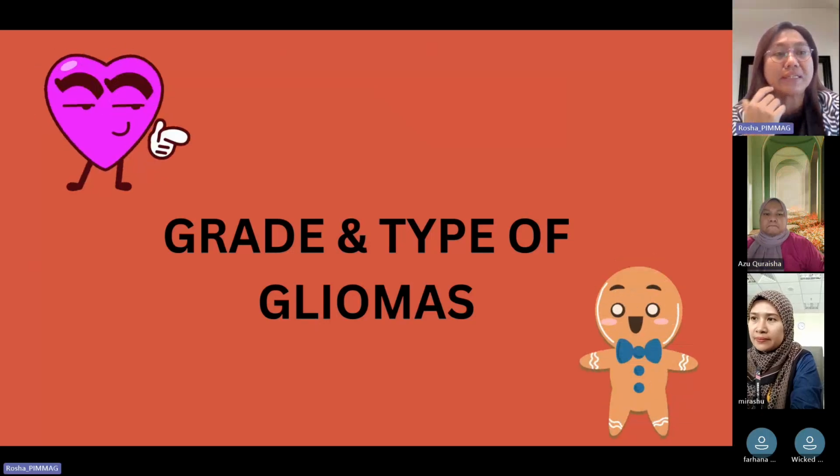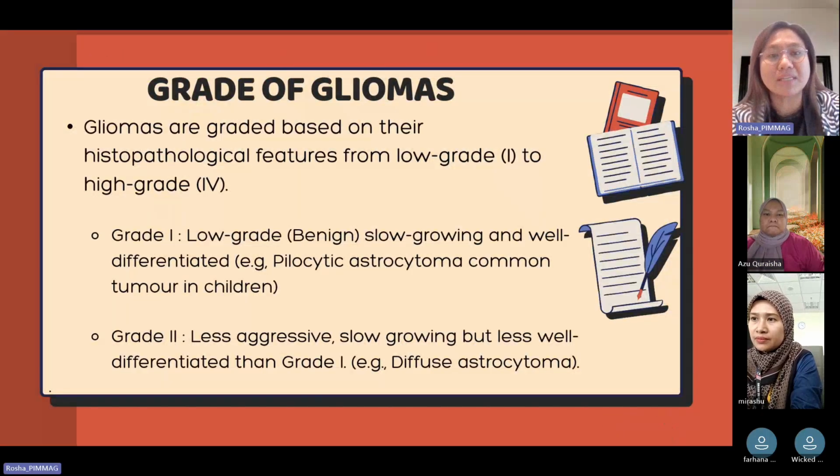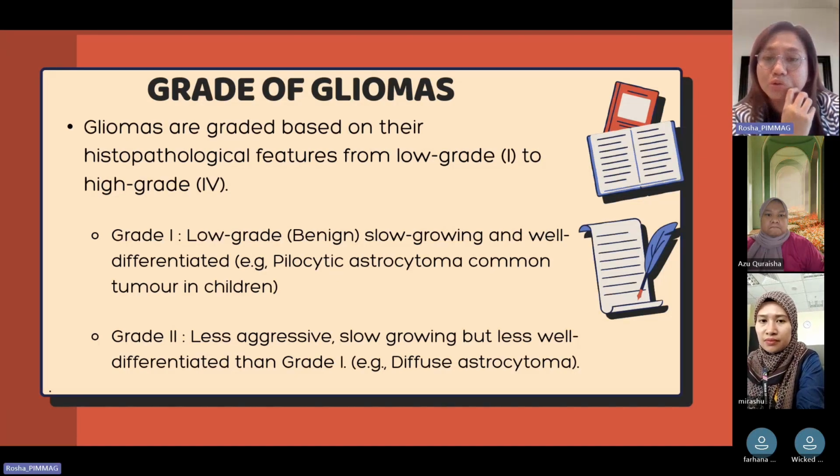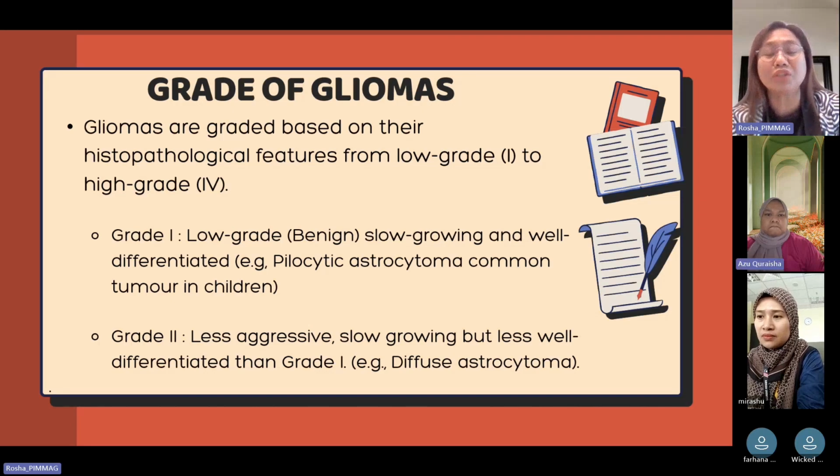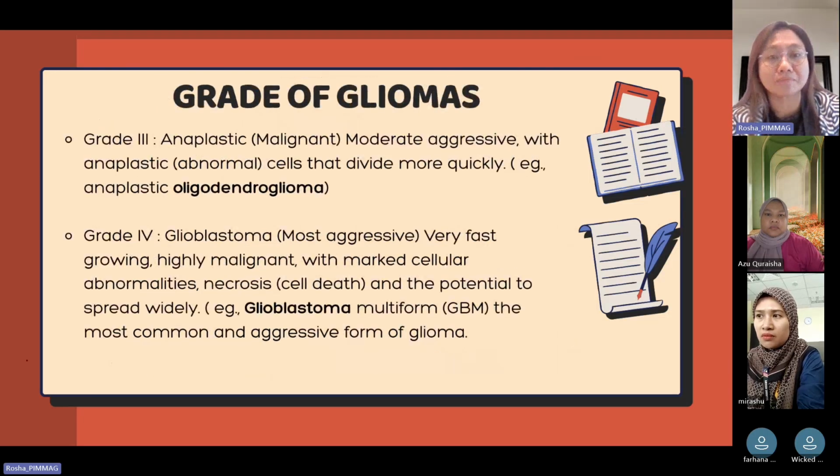So, what are the grade and type of glioma? Basically, the grade is divided into 4 categories. Grade 1 is low grade, classified as benign. It is slow growing and well differentiated, for example pilocytic astrocytoma, which is a common tumor in children. While grade 2 is less aggressive, still slow growing, but less well differentiated than grade 1, for example diffuse astrocytoma.